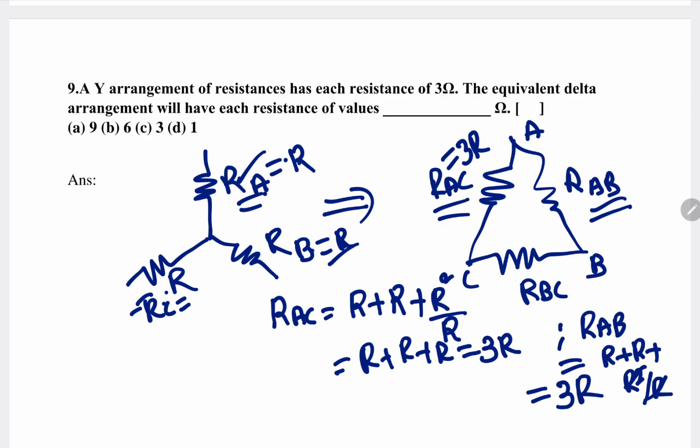So just clearly observe, whenever equal resistors are connected in star connection, when they are transformed into delta network, they become 3R, 3R and 3R. So they become 3 times. Just remember that formula. R becomes 3R, 3R, 3R in the delta network.